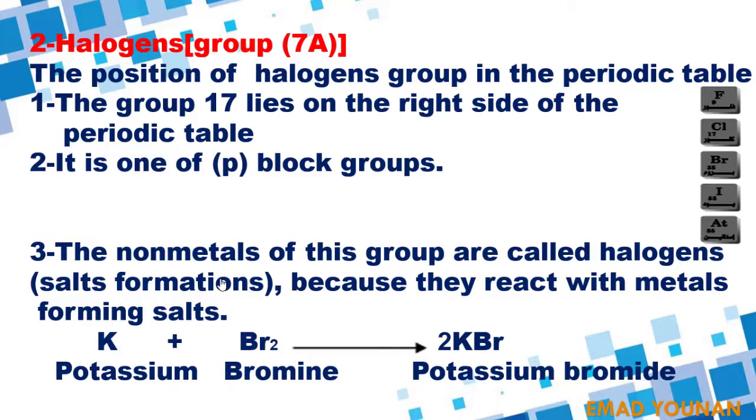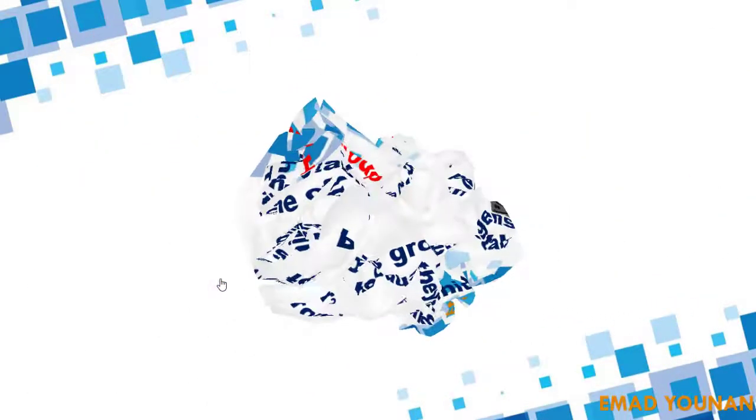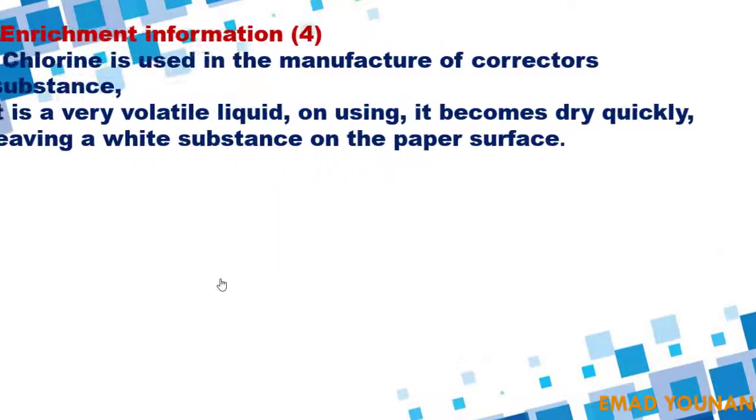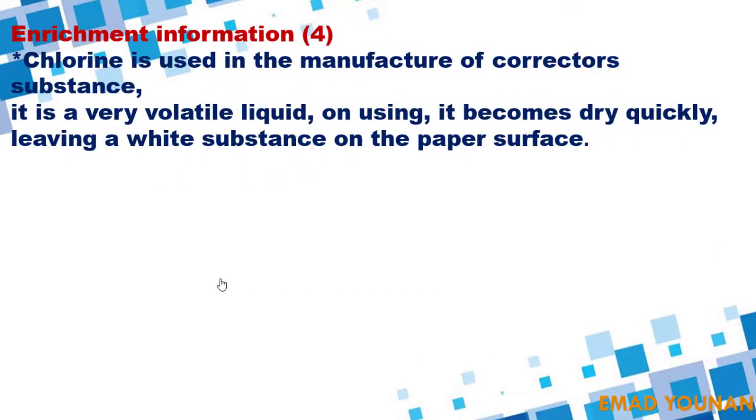Another property, enriching information: chlorine is used in the manufacture of corrector substance. Corrector is the pen which is used to remove mistakes if you wrote them. It is a very volatile liquid. On using it, it becomes dry quickly, leaving a white substance on the paper surface. So if you add corrector on the wrong word, the liquid is volatile, so it dries quickly, leaving a white substance on the words.